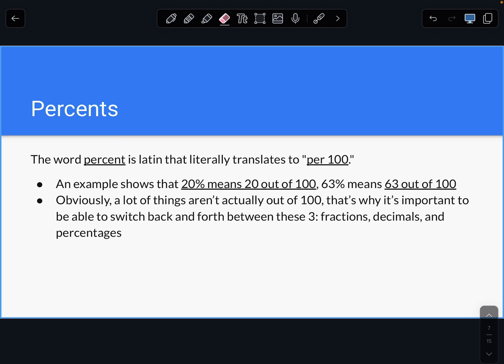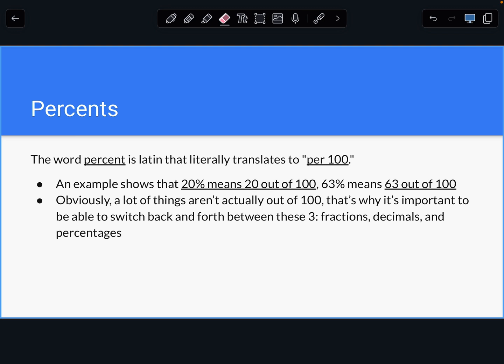And percent. The word percent is Latin. It literally translates to per 100. So that means percent is always out of 100. An example would be that 20% means 20 out of 100, 63% means 63 out of 100, and so forth. Obviously, a lot of things aren't actually out of 100.